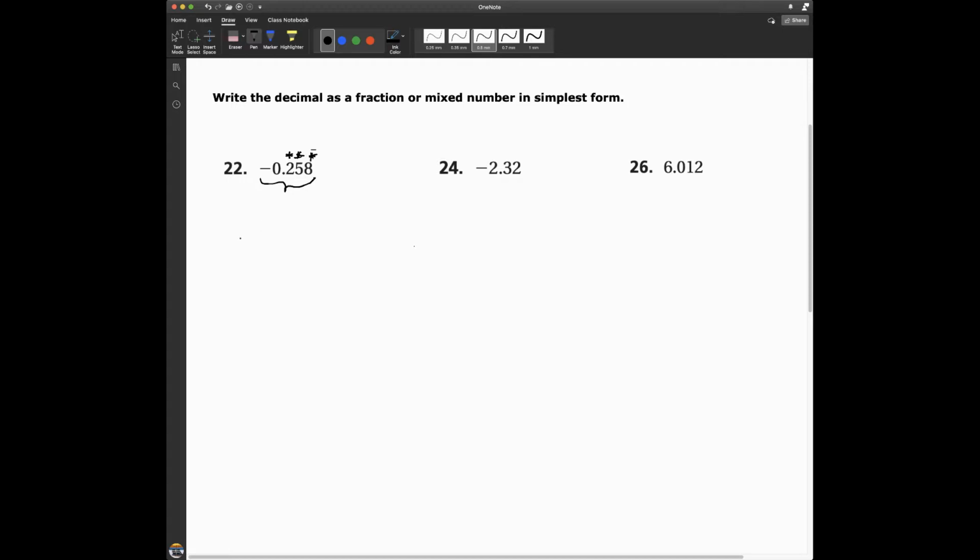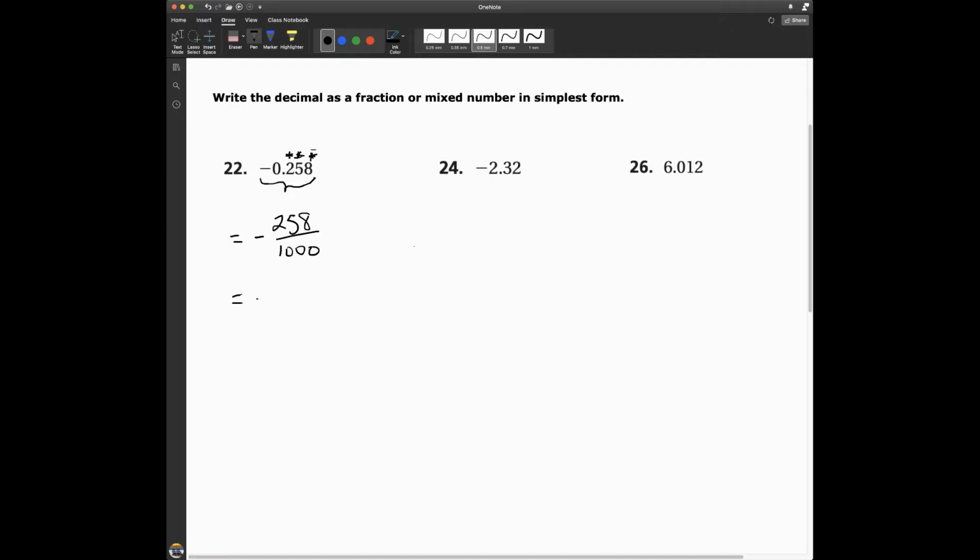And if we say it that way, then we can go ahead and write this as negative 258 thousandths. All right. And there you go. We've taken this decimal and we have written it as a fraction. Is this in simplest form? This one is not. We can divide numerator and denominator by 2. If a number ends in 0, 2, 4, 6, or 8, then we can divide that number by 2. So let's go ahead and do that.